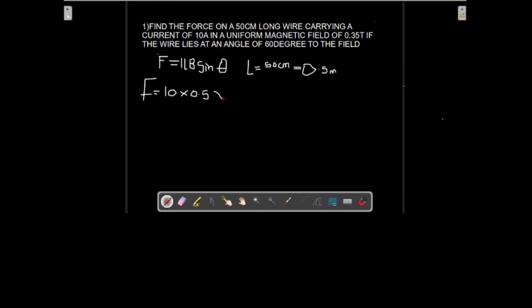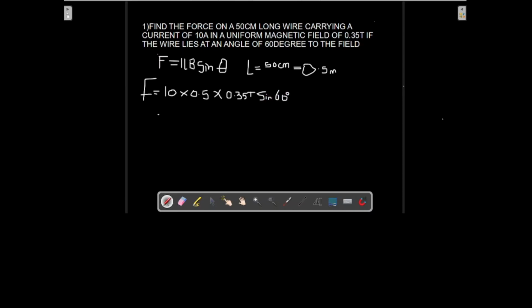Now, multiplied by B, the magnetic field. All right, this magnetic field you can find different names for it, like magnetic flux density, magnetic induction. They still mean the same thing. The unit is Tesla. So in this case, they said the magnitude of that magnetic field here is 0.35 Tesla. All right, and then you have to include your sine 60, which is the angle provided in the question, sine 60 degree.